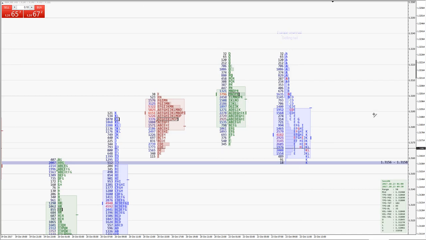What we can notice here is that the value shifted lower, and the point of control is so far lower than the Asia session point of control. So understanding of the value is also very important, and this is another confirmation that this was actually a very nice potential setup.